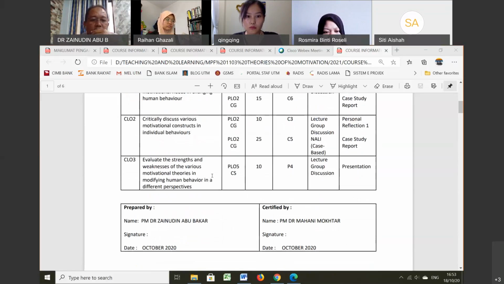And then number two, critically discuss various motivational constructs in individual behavior. So this is more about ourselves. Can everyone read this clearly? I wish you can read this because by sharing screen, at least the size is bigger. If I just share the content, the size is getting smaller, then you can't read it.